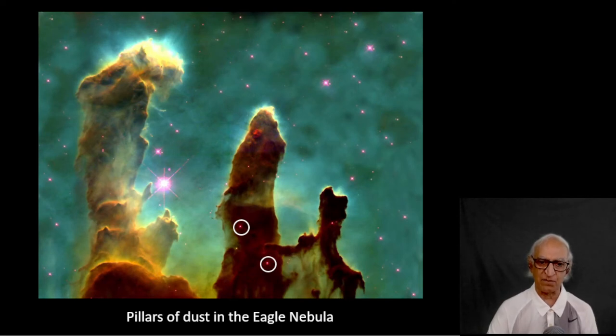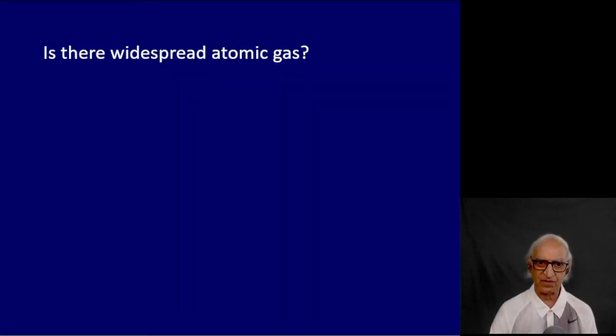Here are some examples of molecular dark clouds, and I've highlighted two stars here with circles. You notice that these stars are reddish. They're reddish because they are not too far into this cloud, so the light is able to escape from them. But the light is reddened for the same reason that the light from the setting sun or the rising sun is reddened compared to the sun overhead.